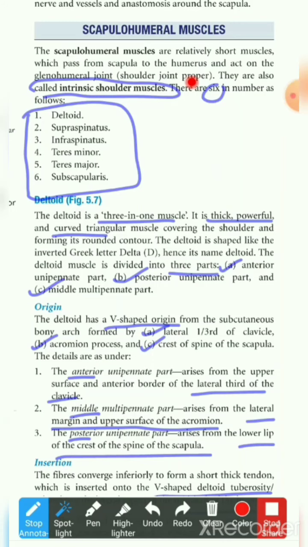Now come to the next muscle. This is the supraspinatus. Supraspinatus originates from the medial two-thirds of the supraspinous fossa of the scapula. You know, on the posterior surface of the scapula there is a spine or crest, and the area above the spine is called the supraspinous fossa. So it arises from the supraspinous fossa.